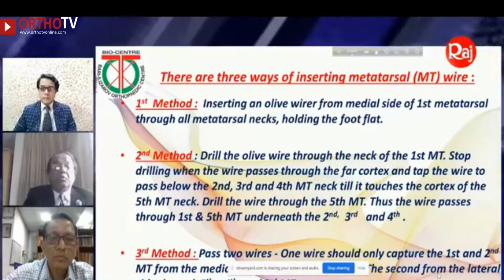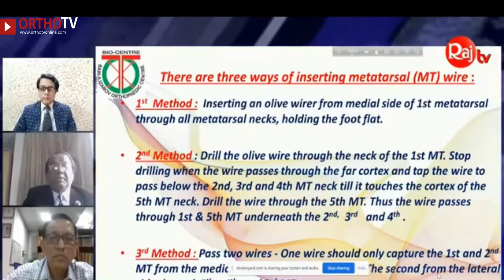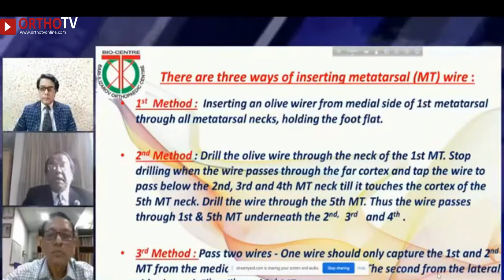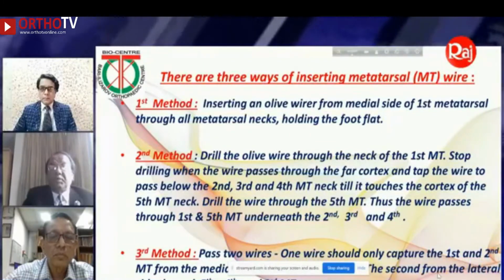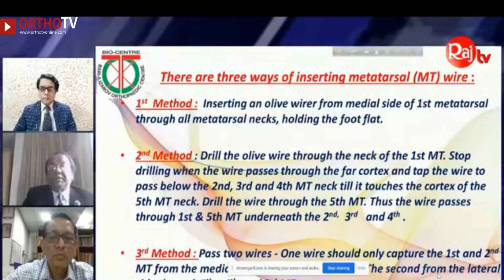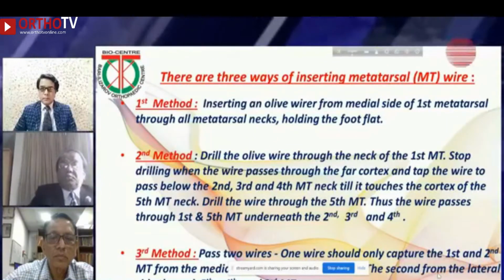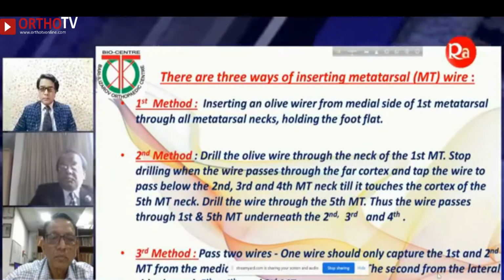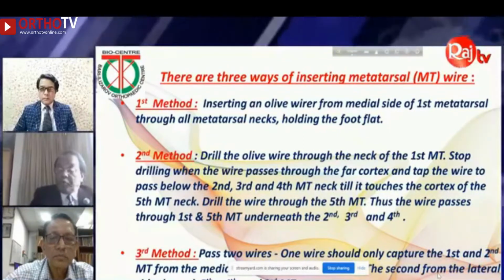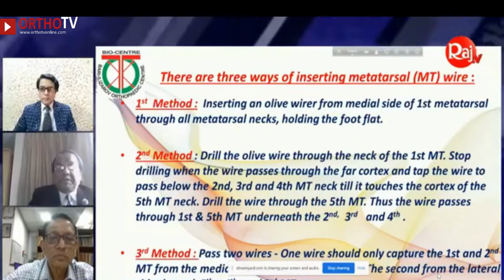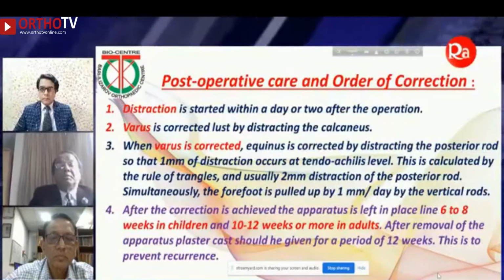Second group, you drill the olive wire through the neck of the first metatarsal and proceed, and as a result you can go through the second, third, and fourth wires. And the last one, pass 2 wires, one through the first and second, and ultimately 4th, 5th, and 3rd toes, metatarsals. Now, post-operative care is very important.